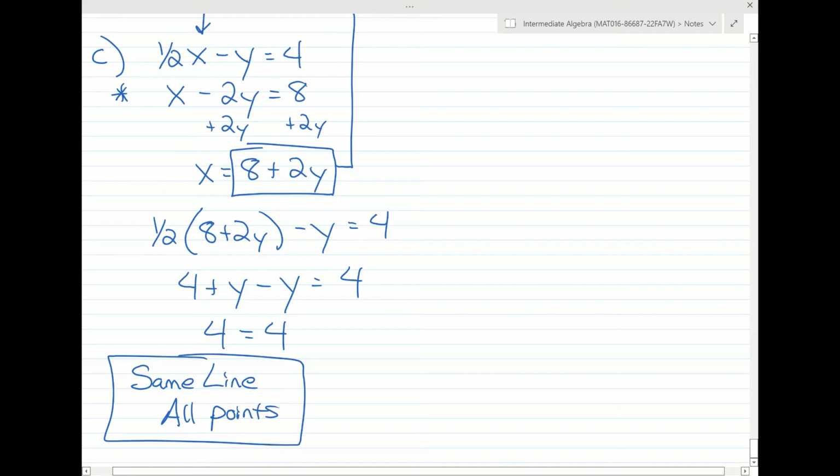Yeah, you could have used either equation. Maybe for the first one, I would have gotten maybe y by itself. But it doesn't matter which equation you start with, you'll always get the same answer.